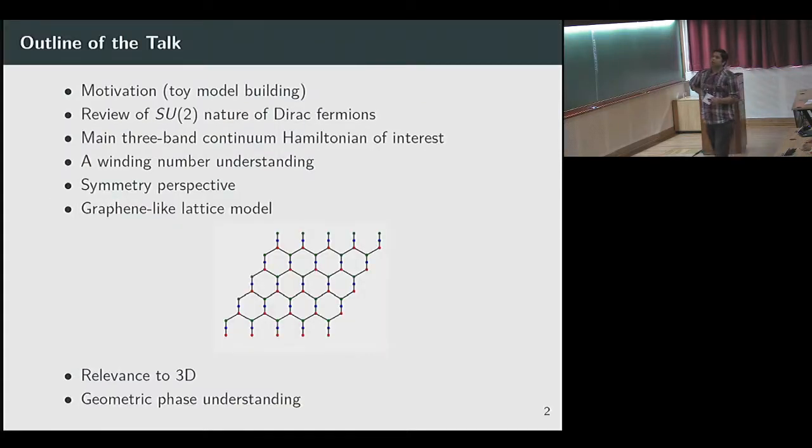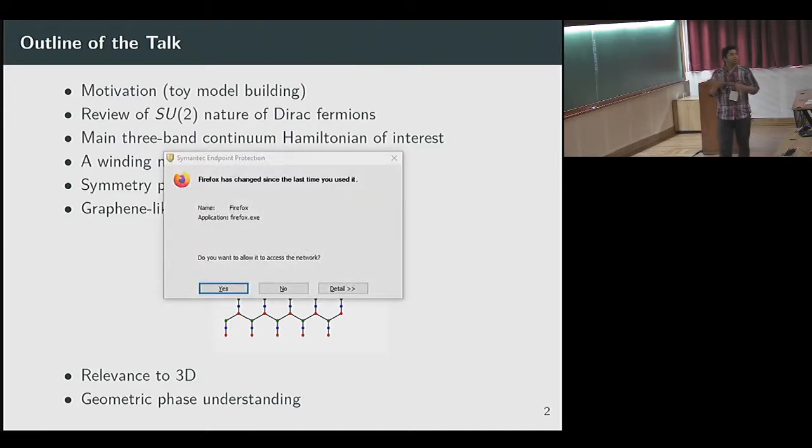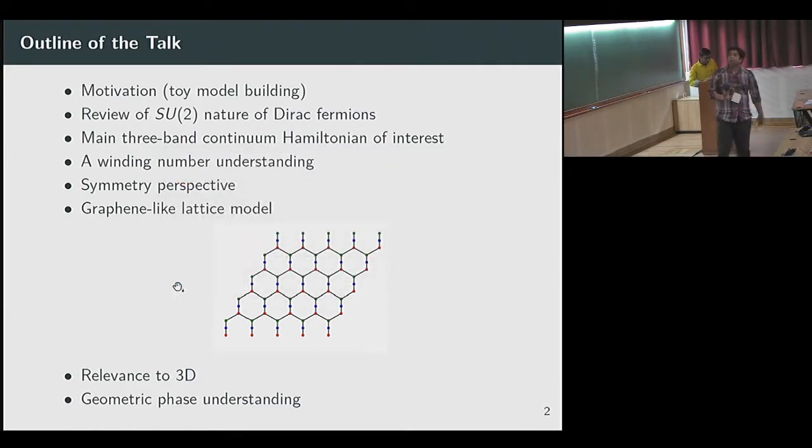So here's the outline of my talk. My motivation is really a toy model building motivation. You can think of it as also band engineering, which people are thinking about actively in different platforms. To set the stage, I will quickly review the SU(2) nature of regular two-fold Dirac fermions with two bands. Then, having set the stage, I will come to the main three-band Hamiltonian that is of interest to me, and I'll show how this is going beyond Dirac.